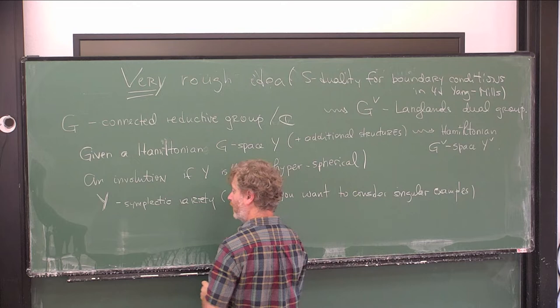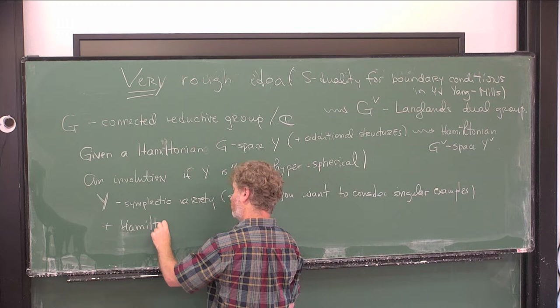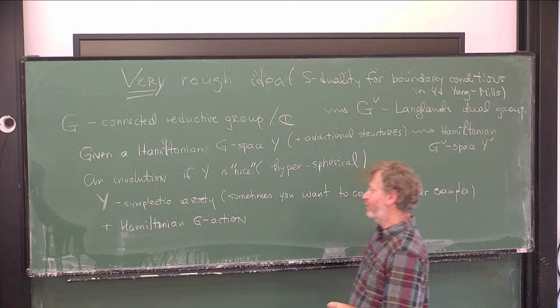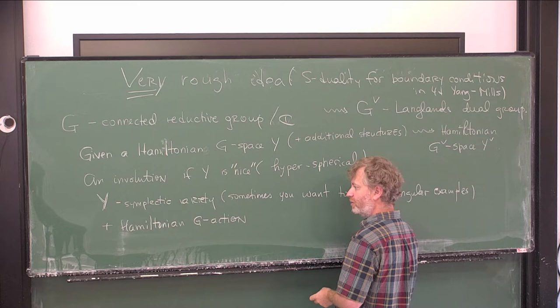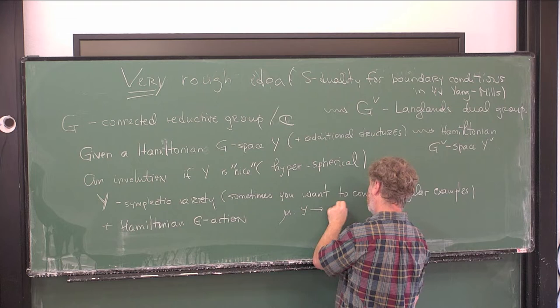So we have a Hamiltonian G action. Everything is algebraic, it's complex algebraic here. Hamiltonian G action means that the G action preserves the symplectic form, or preserves the Poisson bracket, and we have the moment map mu from Y to the dual space to the Lie algebra. And so the idea is that there should be some kind of duality on such data.